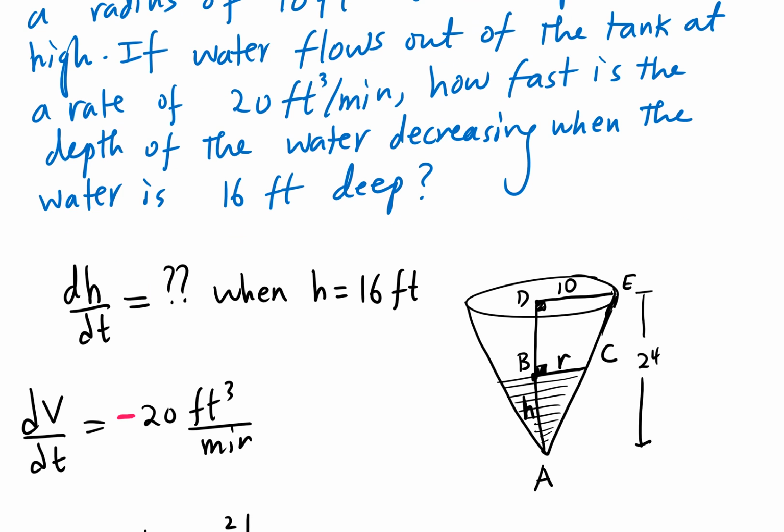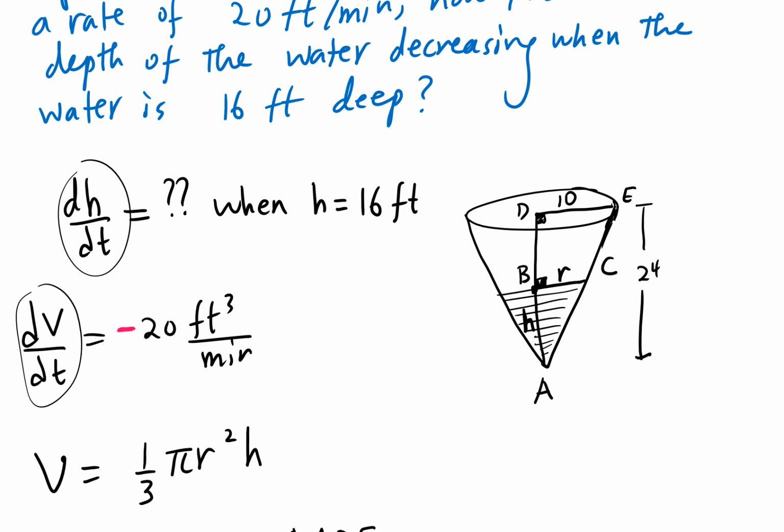So dV/dt is negative 20 because it's losing water, so that's why it's decreasing. It says: how fast is the depth of the water decreasing when the water is at exactly 16 feet deep? So how do you start with this one? I see V and I see h, height. So I need to find the volume for this. What's the volume of the cone? It has a formula: 1/3 pi r squared times the height.